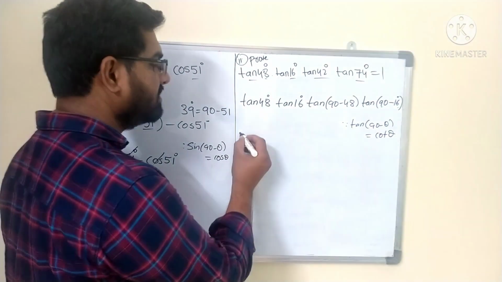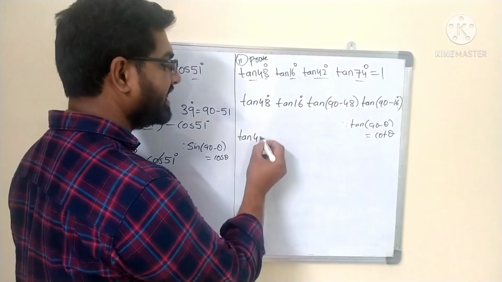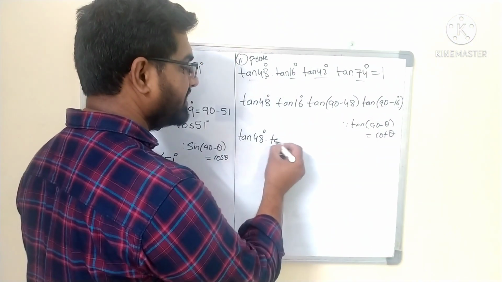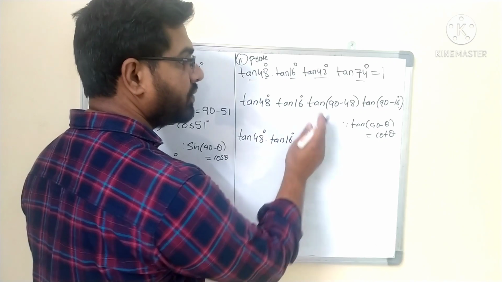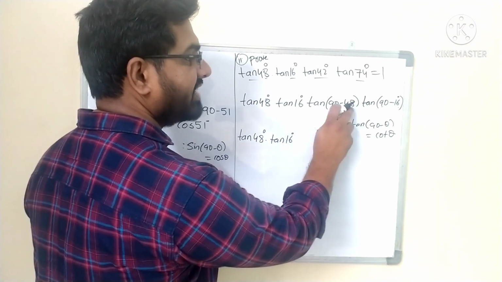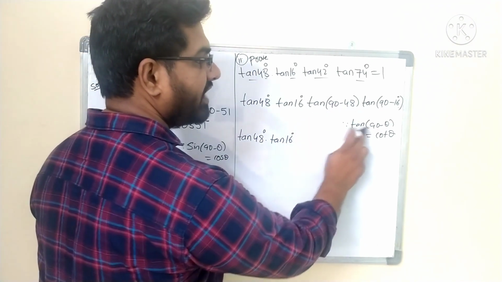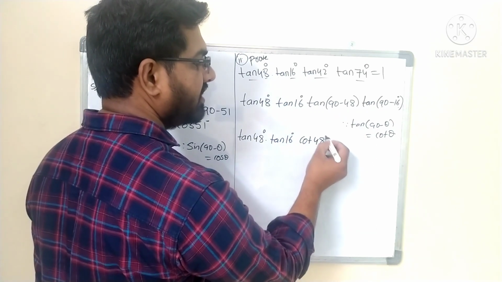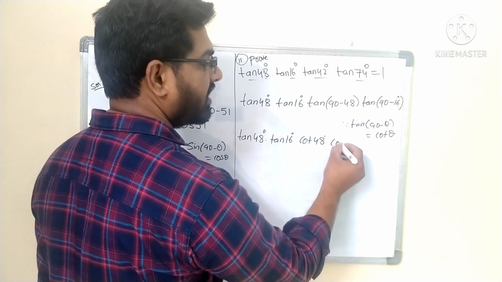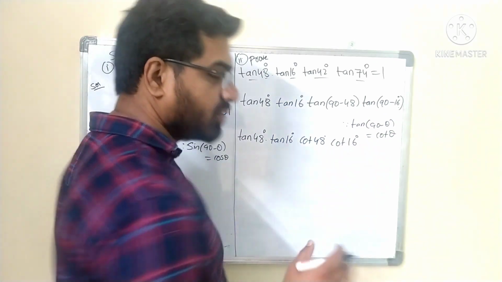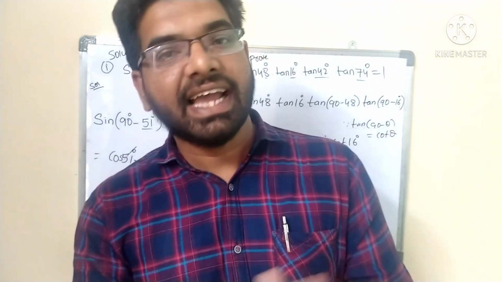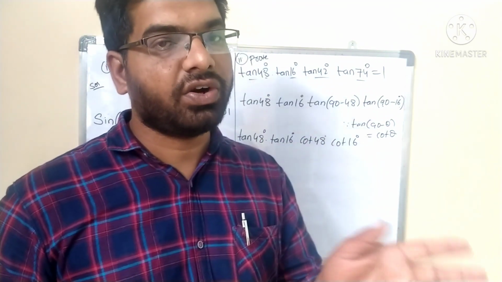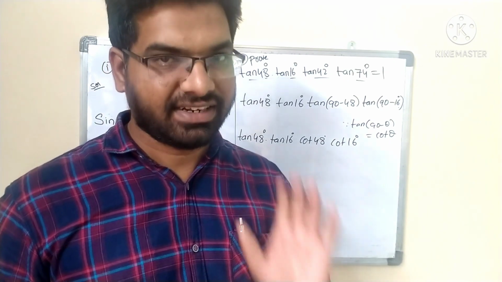So what am I doing here? Tan 48 degrees into tan 16 degrees into tan of 90 minus theta. The value of theta here is 48. Tan of 90 minus theta becomes cot theta. That becomes cot 48 degrees, and this is also cot 16 degrees. Children, we already know that tan and cot are reciprocals. Reverse tan and you get cot theta, and reverse cot theta and you get tan theta.